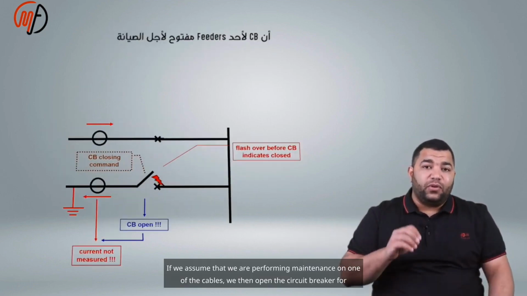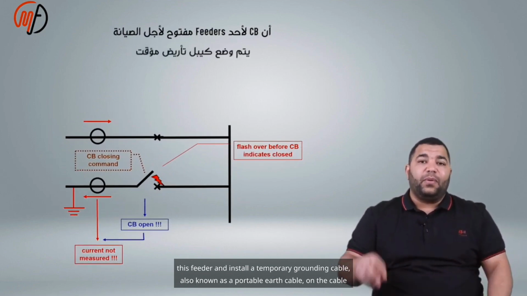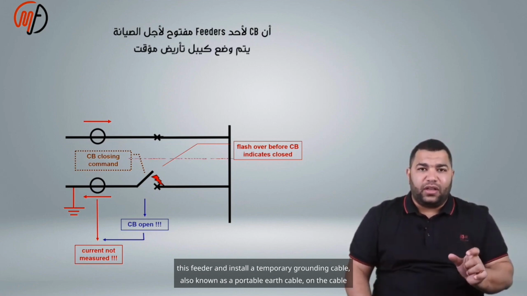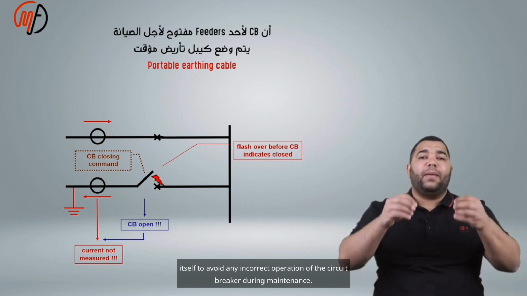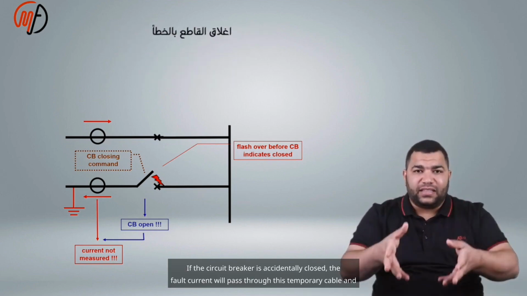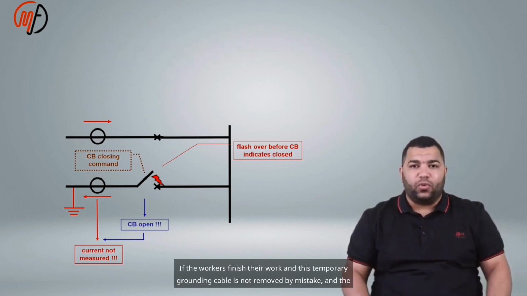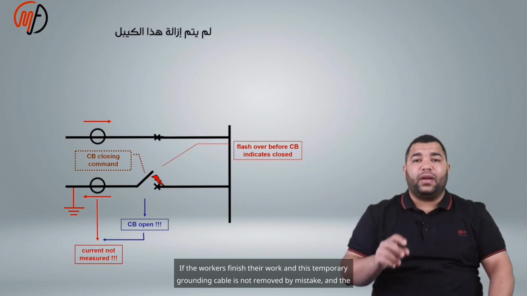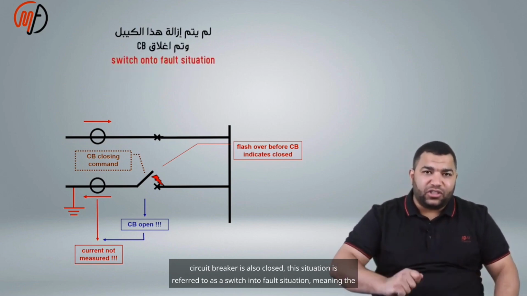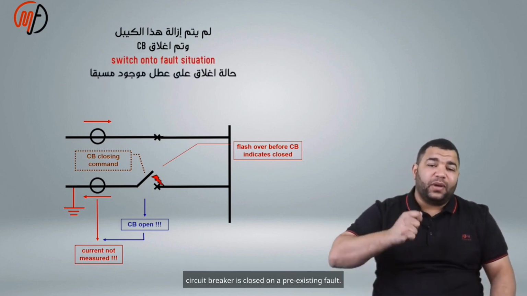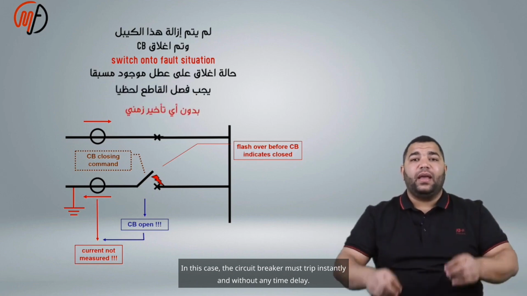If we assume that we are performing maintenance on one of the cables, we then open the circuit breaker for this feeder and install a temporary grounding cable, also known as a portable earth cable, on the cable itself to avoid any incorrect operation of the circuit breaker during maintenance. If the circuit breaker is accidentally closed, the fault current will pass through this temporary cable and not affect the workers. If the workers finish their work and this temporary grounding cable is not removed by mistake and the circuit breaker is also closed, this situation is referred to as a switch into fault situation, meaning the circuit breaker is closed on a pre-existing fault. In this case, the circuit breaker must trip instantly and without any time delay.